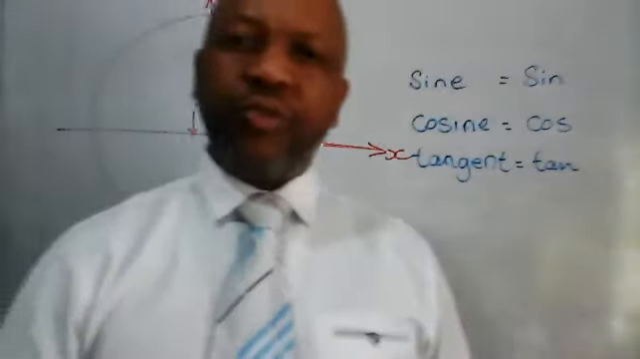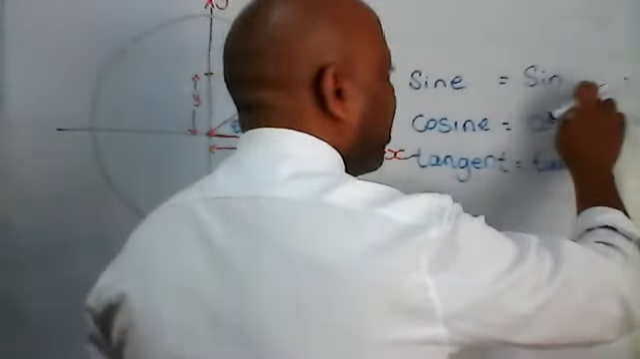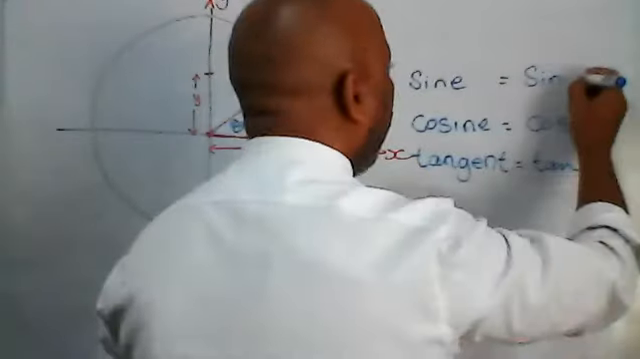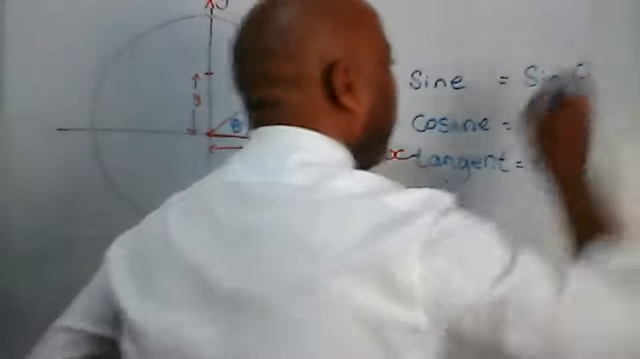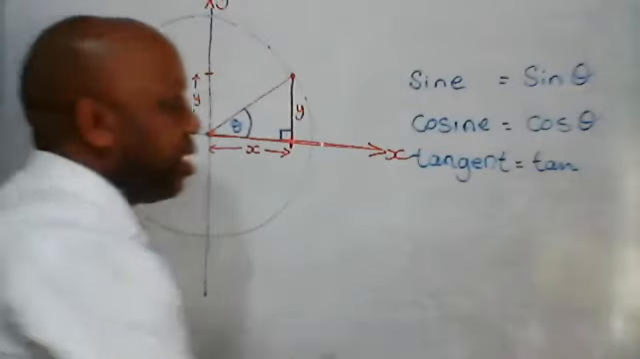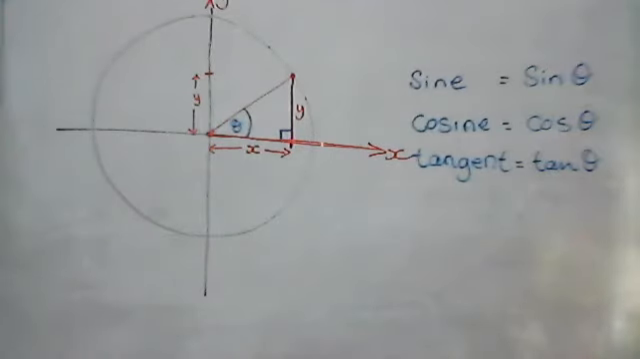Another thing I want you to please be aware of: it's the sine of something. It's always the sine of a reference angle. The sine of, in this case, the sine of theta, the cosine of theta or cos theta, and the tangent of theta or tan theta.